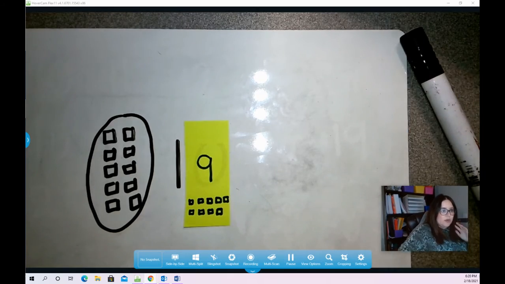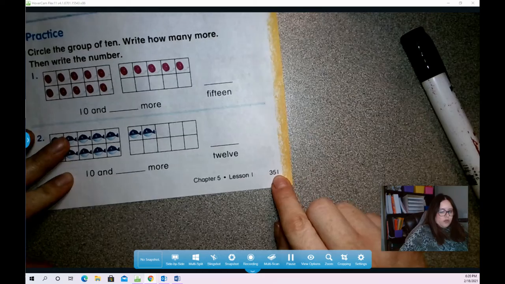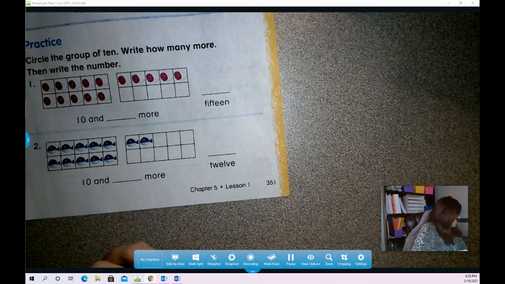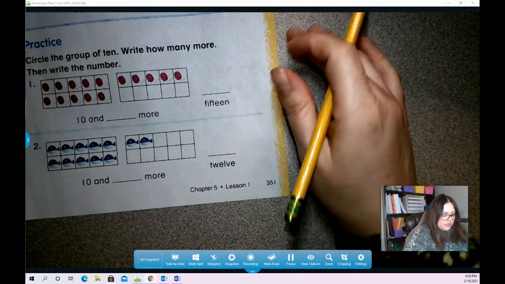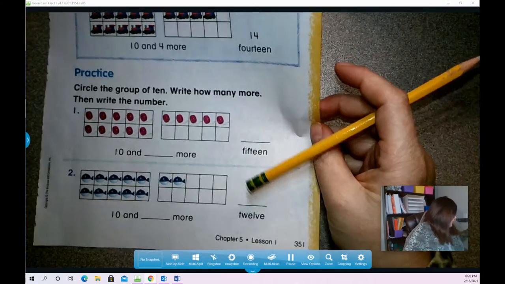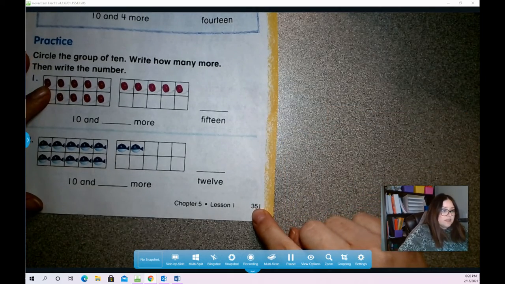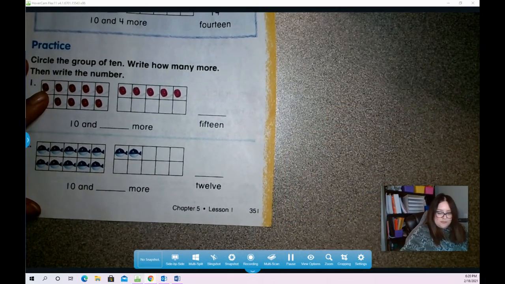Okay, now we're going to practice our skill. I need you to find page 351 in your math book. 351 in your math book. We're going to do some of these together. Page 351 in your math book. Go find it. Once you have it, come back to me.